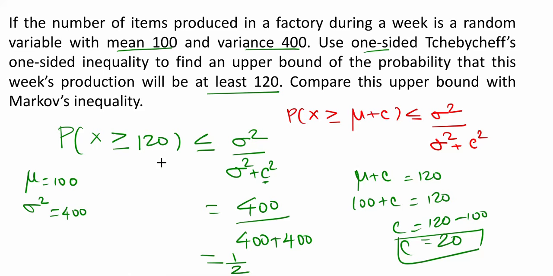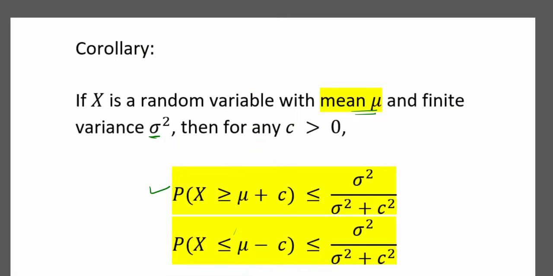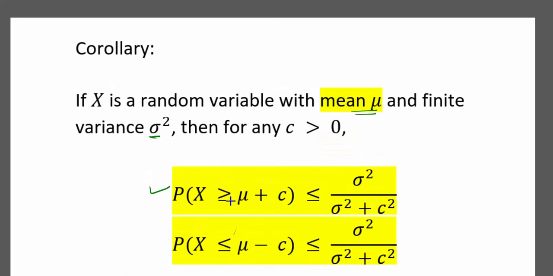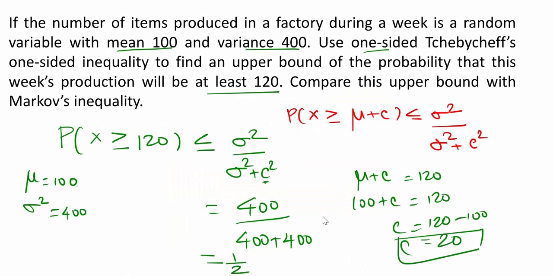So keep in mind, when the mean has been given to you, you must not apply the first formula, because this is applicable only when the mean is 0. So you cannot use your c directly. You will have to estimate your c from the given data mu plus c. So mu is given, subtract it from that and then apply your formula.